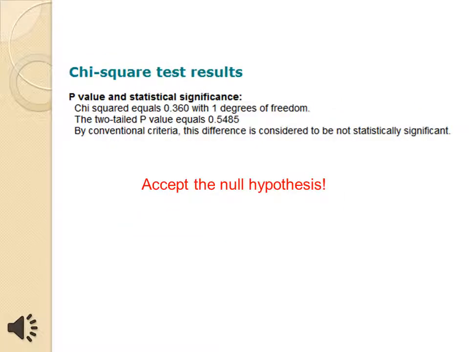Due to a p-value of 0.5485, the difference is not considered significant, and we would accept the null hypothesis. 47 heads and 53 tails is not a significant chance result from 50 heads and 50 tails.